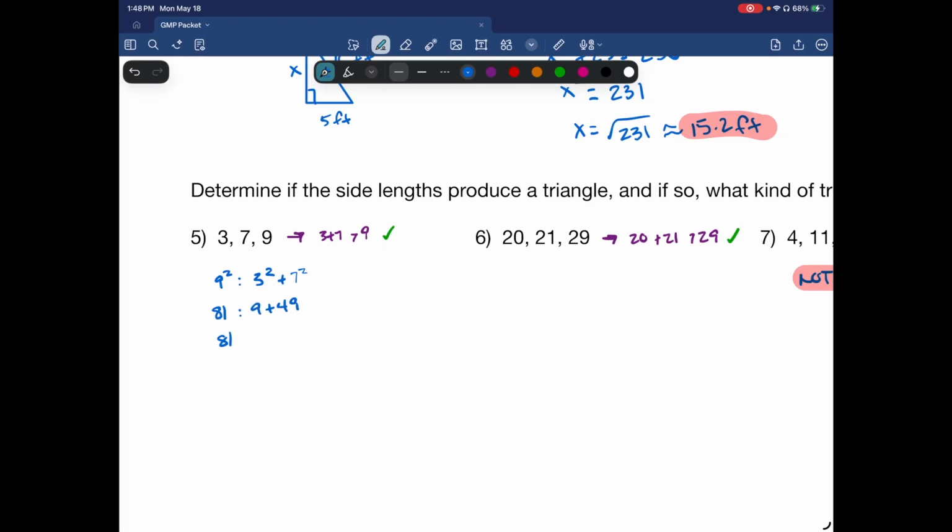All right, 81. 9 plus 49 is 58, and 81 is greater than that. Well, if c squared is greater than, then that means this is an obtuse triangle.